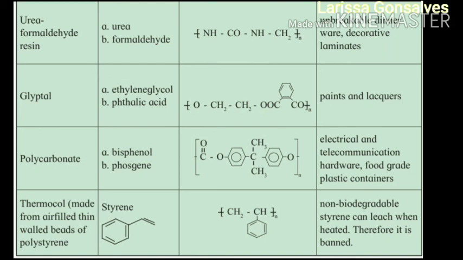Next is Glyptal. Monomers are ethylene glycol and phthalic acid, and it is used in paints and lacquers. Lacquer is a paint which is applied on surfaces and it gives a shiny appearance to it. Next is polycarbonate. The monomers used are bisphenol and phosgene, and the applications are it is used in electrical and telecommunication hardware and in food grade plastic containers.